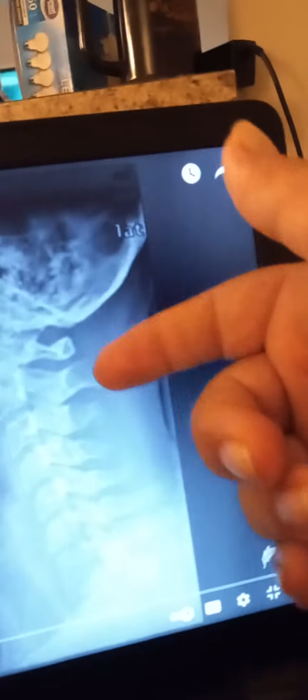Okay, and see, my atlas here looks a little closer to the C2 there, by about a few millimeters, just not a lot. And it looks more back, or more up. I don't know if that means anything.